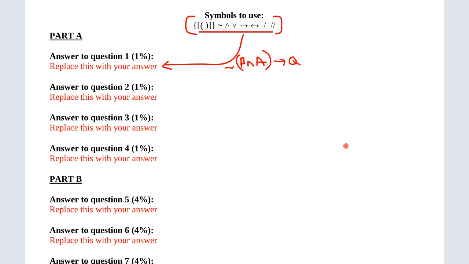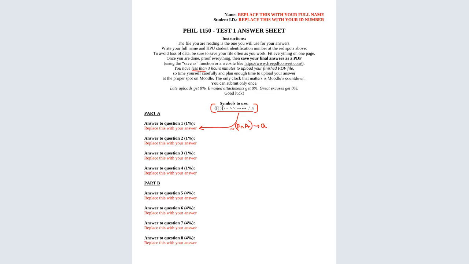And you'll type that in the red area. And that's it. You either get it right or you get it wrong. If you get it right, it's 1%. And for these will be arguments. So let me have a look now at part B.